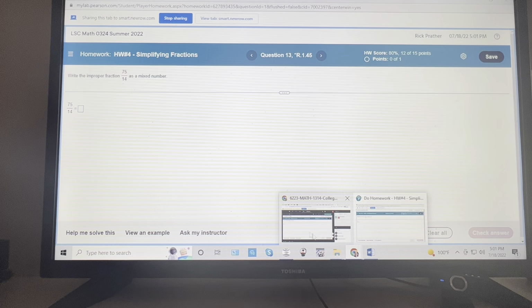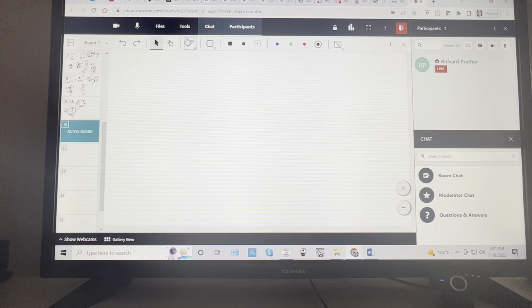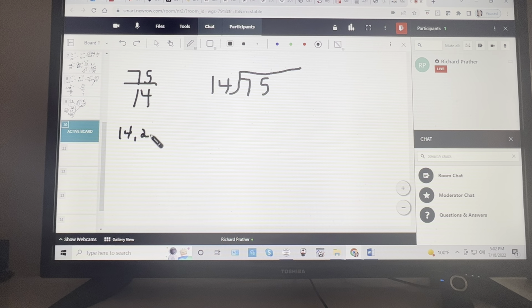So let's do that again. 75 divided by 14. Sometimes it's hard to tell how you can get close to that. So one thing you can do is add 14. 14 plus 14 is 28. That's 2. 28 plus 14 is 42. That's 3. 42 plus 14 would be 56. That's 4. 56 plus 14 is 70. That's 5. And if I add 14 again, I go 84. That's too big. That's bigger than 75.